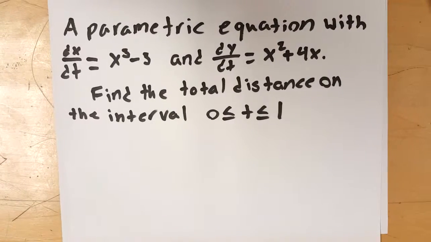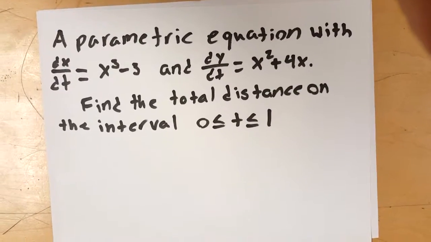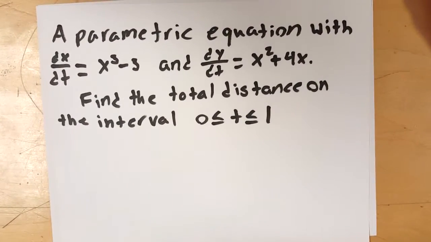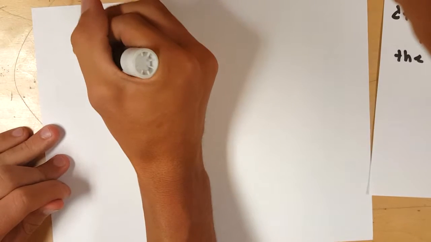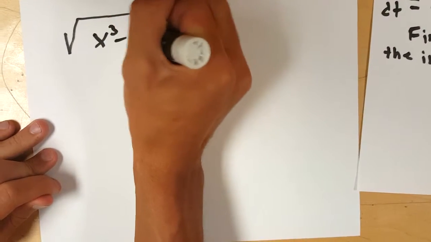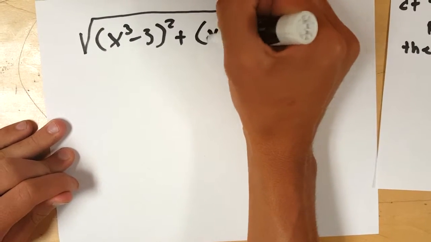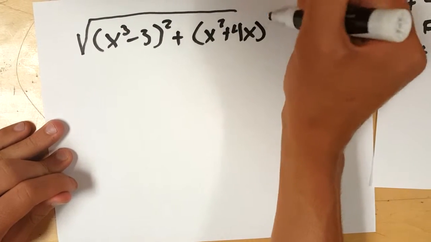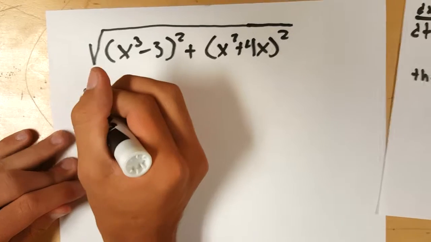The next example we're going to do is a parametric equation with dx/dt equaling x cubed minus 3 and dy/dt equaling x squared plus 4x. And we're trying to find the total distance on the interval 0 is less than or equal to t, which is less than or equal to 1. So this equation requires that we first find the speed of the equation, which, if you remember, is the square root of (dx/dt) squared, which is (x cubed minus 3) squared, plus (dy/dt) squared, (x squared plus 4x) squared, and it's all the square root of. And then you integrate that equation from 0 to 1.